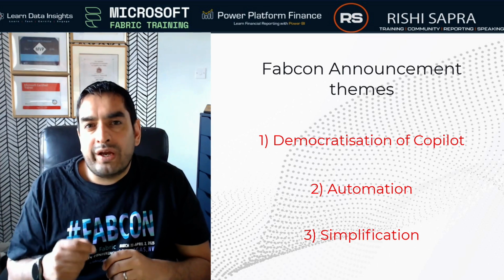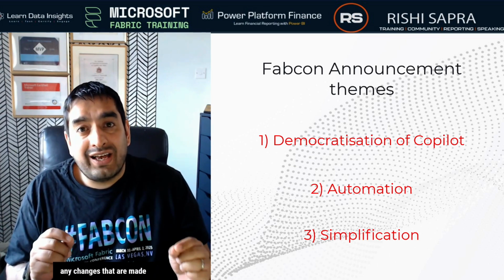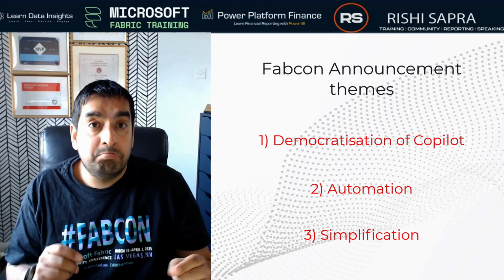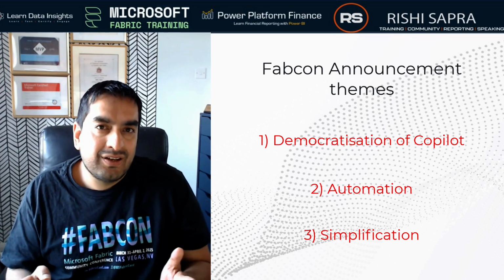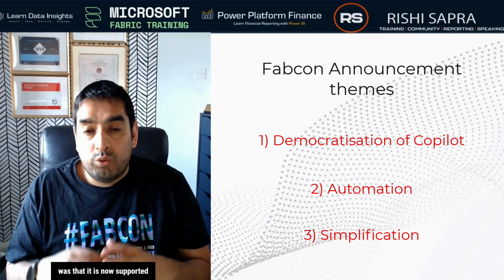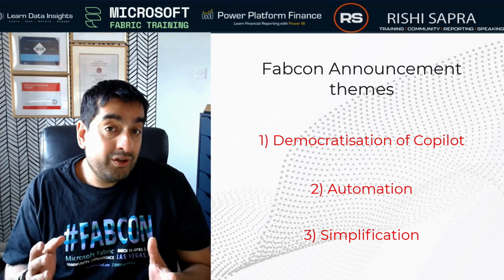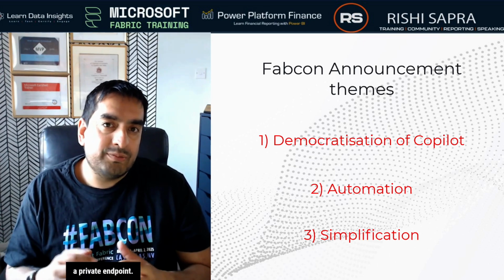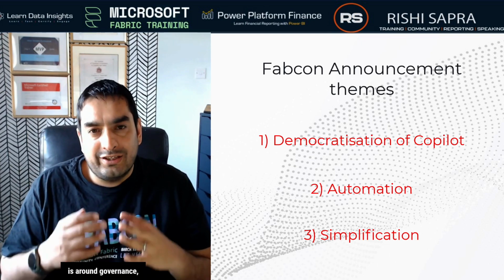What if there was a way for your Fabric Lakehouse to automatically reflect any changes that are made to your source system? Insertions, deletions, updates to rows, in seconds. That's exactly what Fabric Mirroring is. And an important announcement was that it is now supported with Oracle and also Azure SQL database behind a private endpoint. And the third aspect of simplification is around governance.